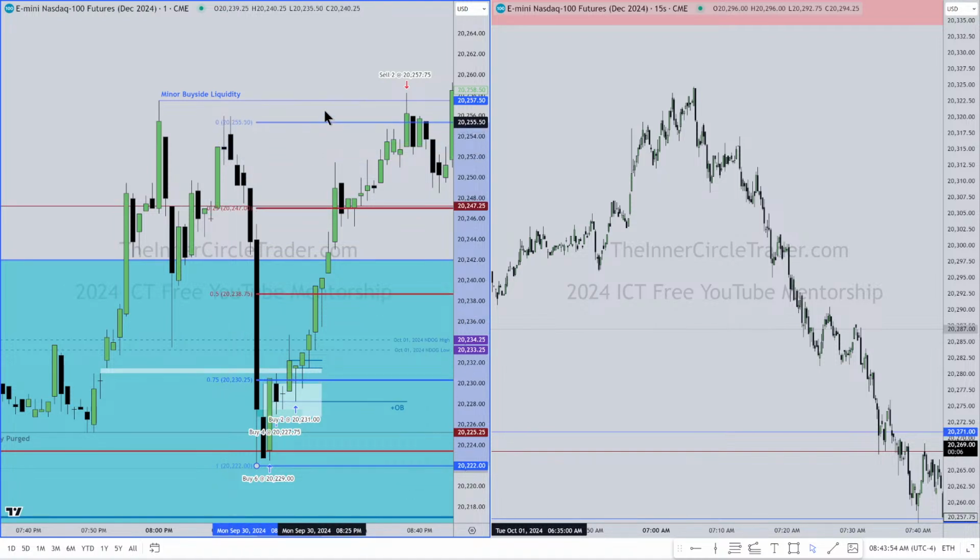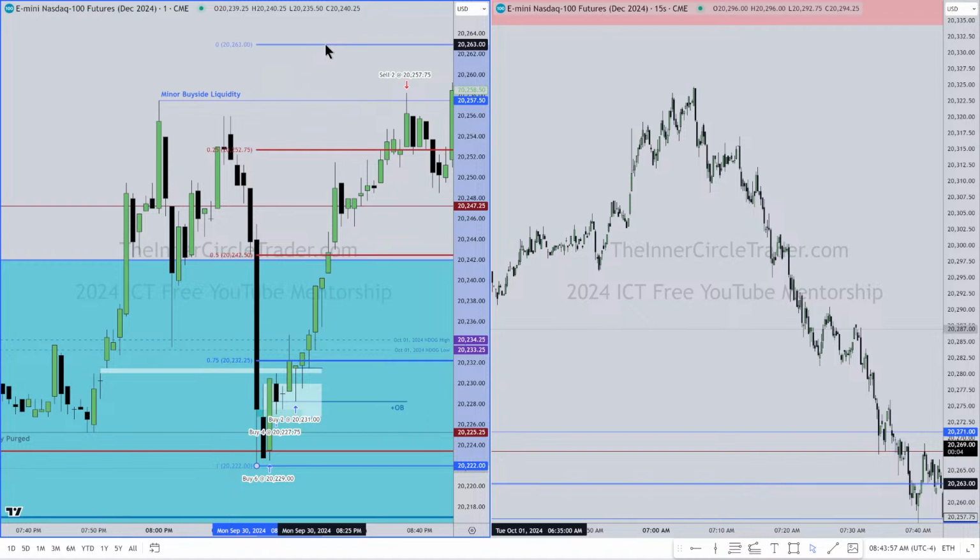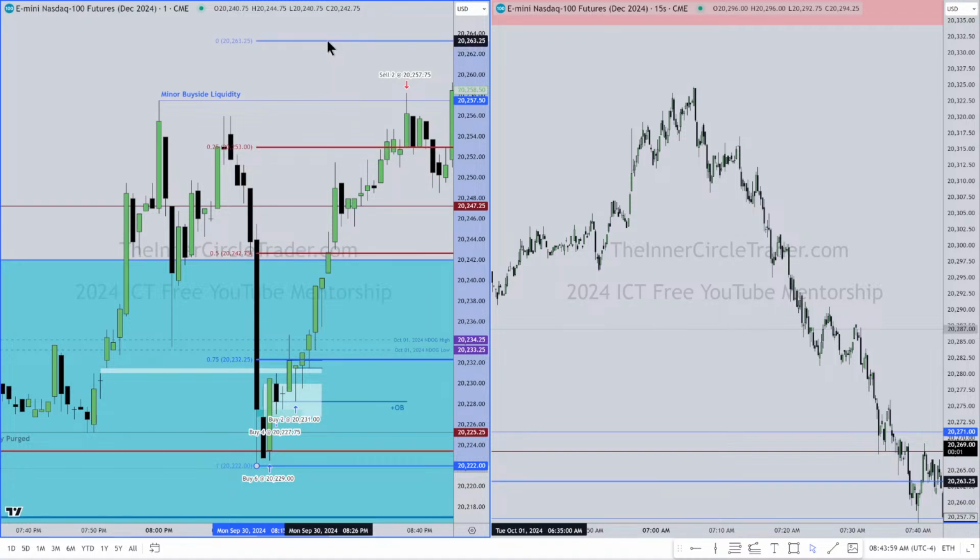I'm putting that right at the bottom of the gap. I'm sorry, the volume imbalance, right there. You see what I did there? That's the volume imbalance. That's above the dual volume imbalance on the daily chart.